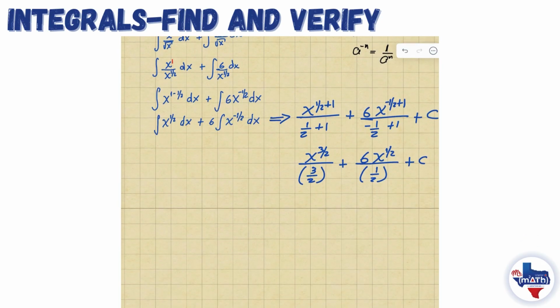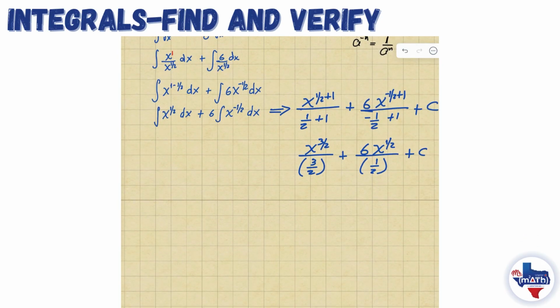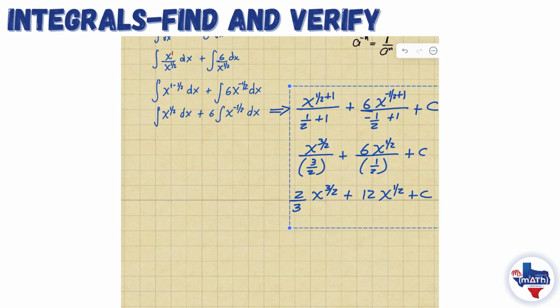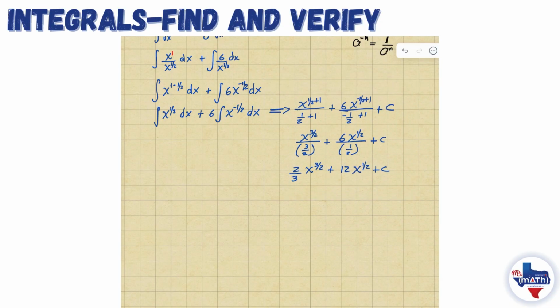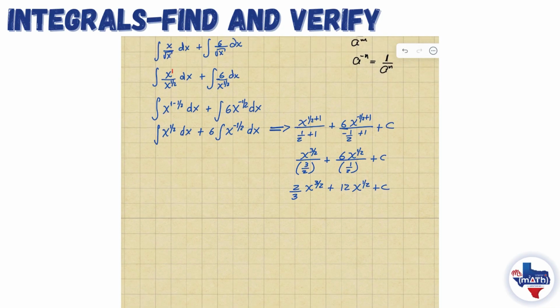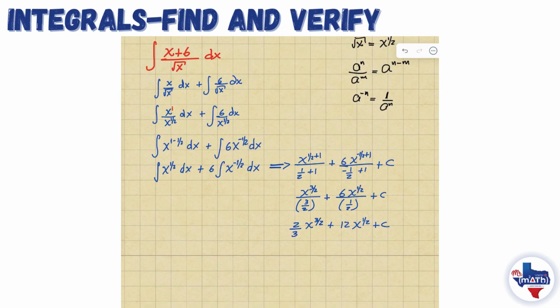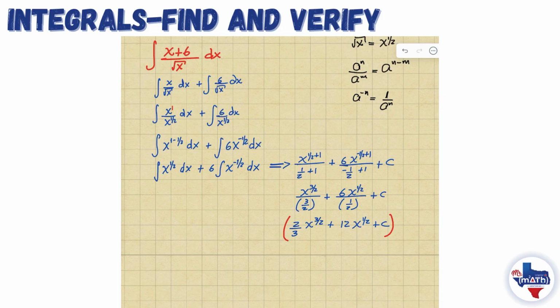Okay, let's continue with this process. We'll have 2/3 x to the 3/2 plus 12 x to the 1/2 plus c. Okay, this is our answer, but we need to make sure we come back and we verify this part. Okay, how are we going to verify this? We just add the operator of the derivative, the prime. I'm going to use the prime as the operator for the derivative.